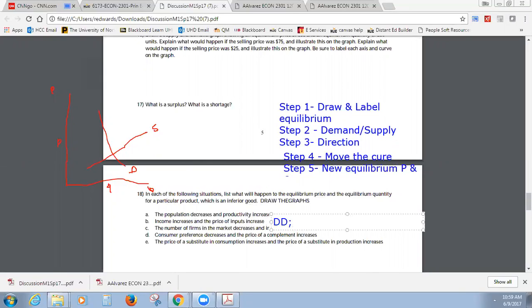And the price of inputs increases. If the price of inputs increases, is that a demand issue or a supply issue? Supply. All right, and if the price of inputs goes up, what direction? It's going to be a decrease in supply. Because their costs have gone up, we're going to see a decrease in supply. What that means is I'm going to have demand going down and supply going down.